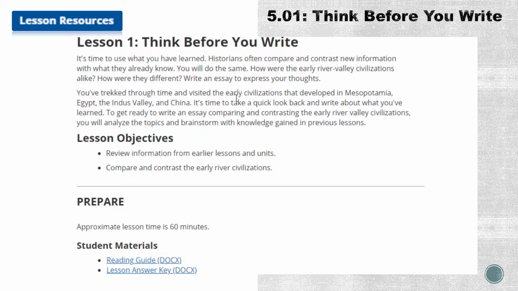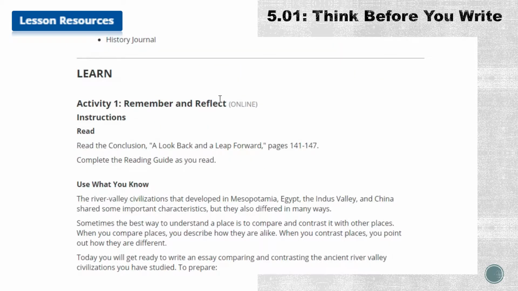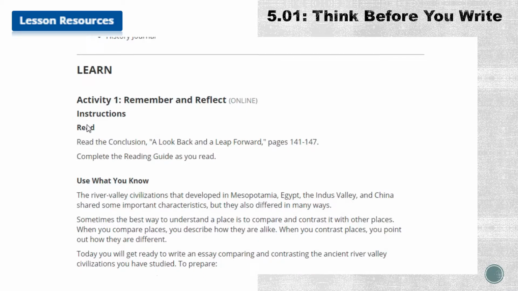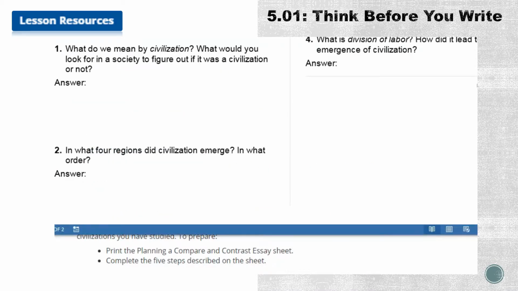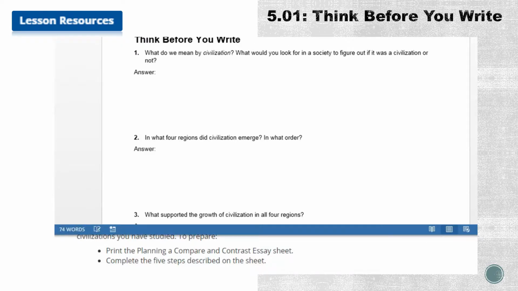So if we go back to refer to our student guide, it says Activity 1, Remember and Reflect. Read the conclusion, a look back, and a leap forward, pages 141 to 147, and complete the reading guide as you read. So you are going to do that. You are going to open up your reading guide, and you are going to answer these questions as you read.